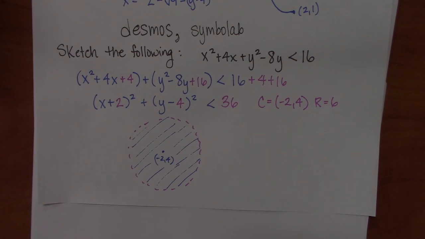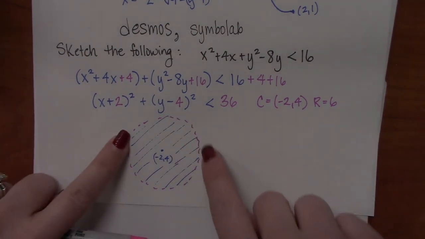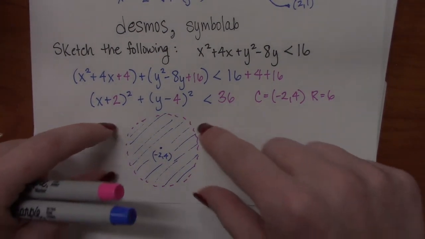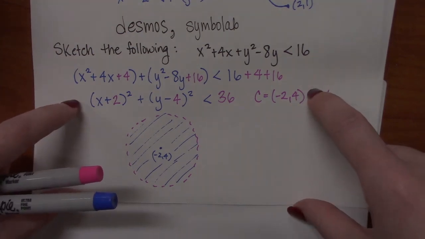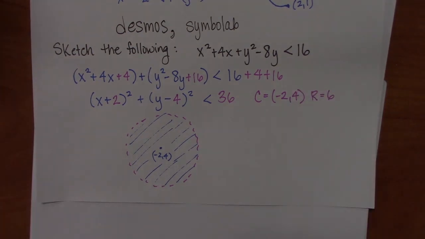Right, because it doesn't include 36, right? If it was less than or equal to, I would have drawn a solid line and shaded it in. If they had said greater than 36, well, greater than 36 means we would not have included the circle, but we would have shaded everything outside the circle. Okay? So when you see an equation like this with an inequality, that's what it's telling you.